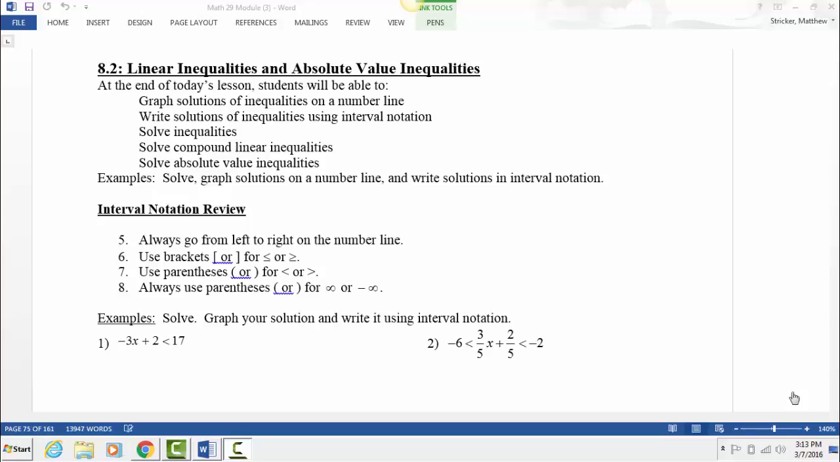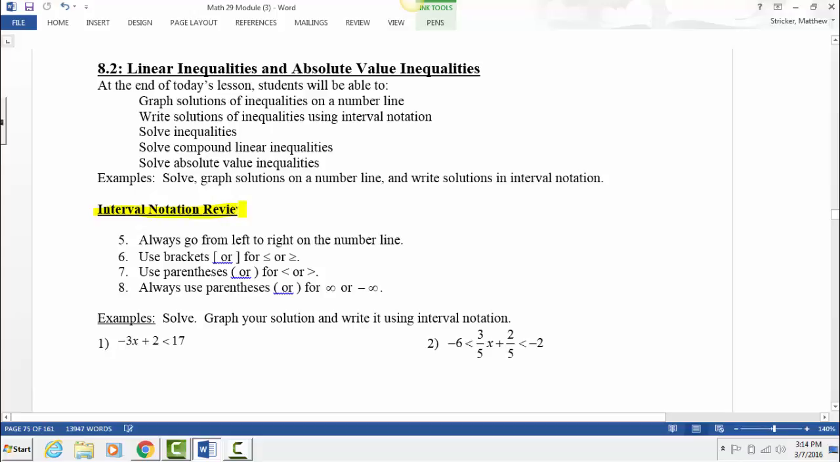This video covers section 8.2, and in it we are going to first of all review how to solve linear inequalities. We did that a little bit before back in chapter 2, but then we're also going to talk about a new type of inequalities we can solve, and that's absolute value inequalities. And before we jump into any of that, we're going to look a little bit here at reviewing interval notation.